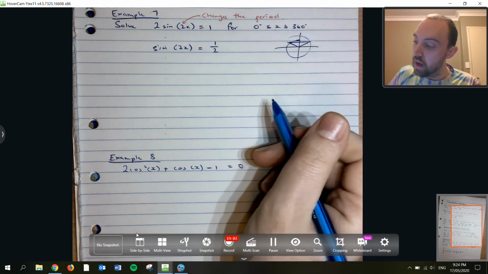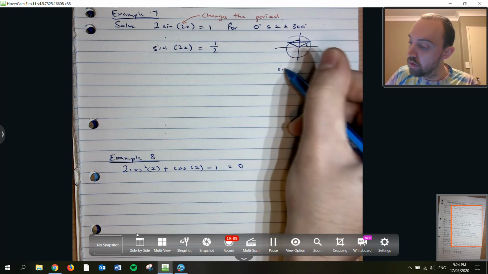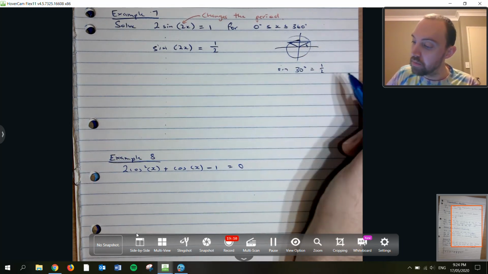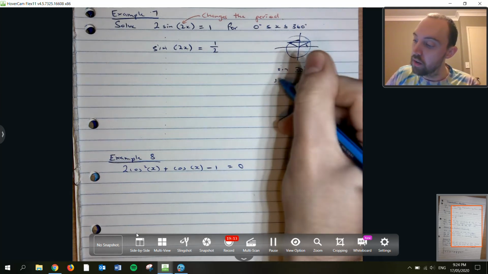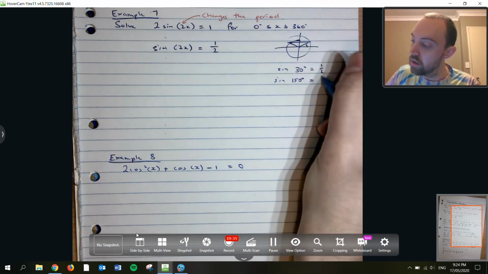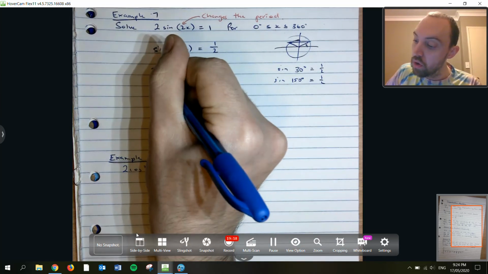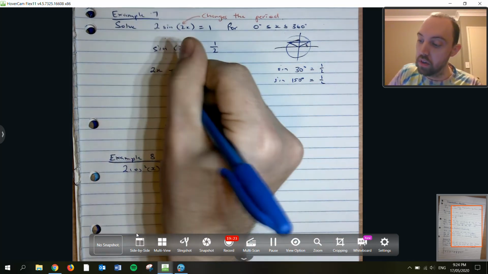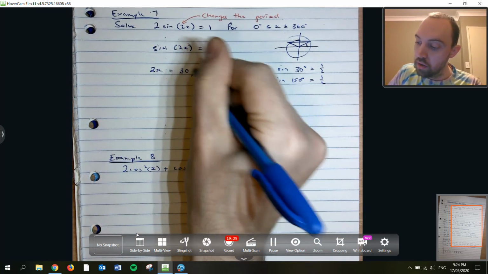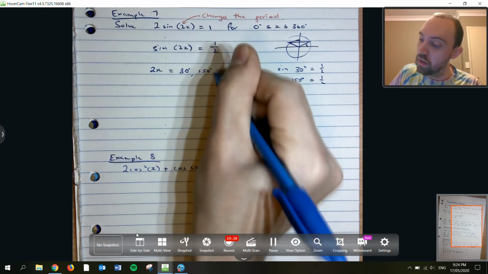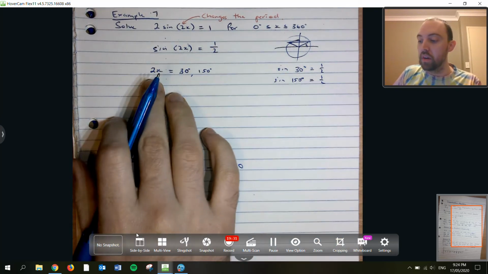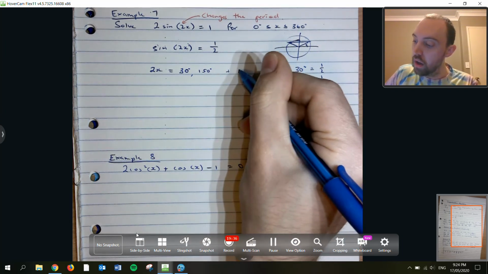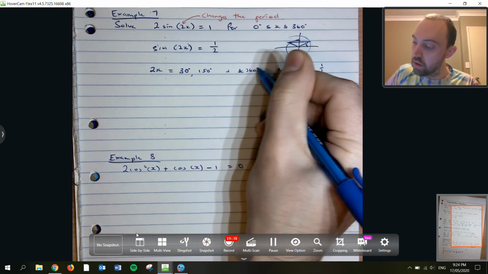In the acute angle case, we've got sine of 30 degrees is equal to a half. So we can also have sine of 150 degrees is equal to a half. So 2x, we're not just thinking about x, we're thinking about what's inside this trig function, is now 30 degrees, 150 degrees. We haven't altered the period until we divide by this 2 yet, because we're adding any multiple of 360 degrees.